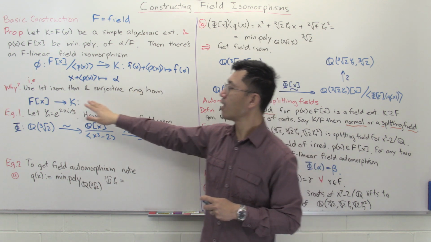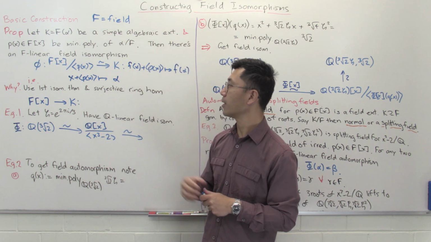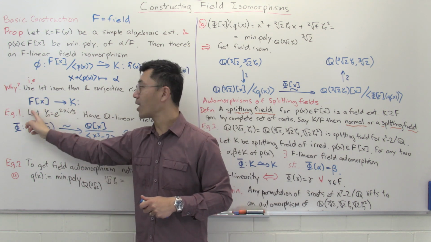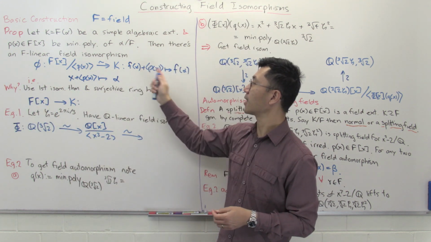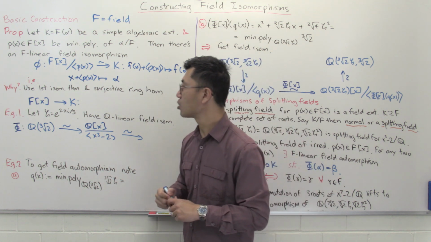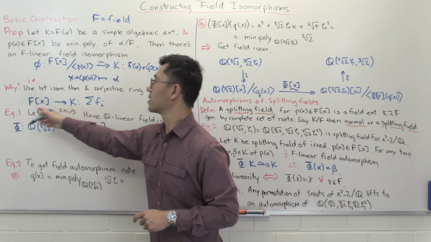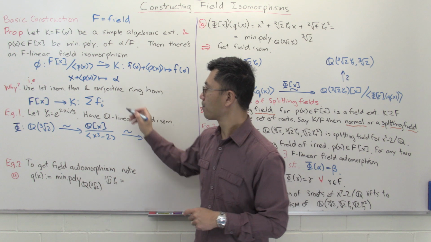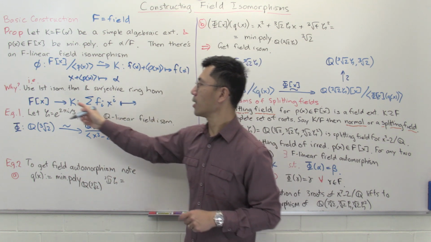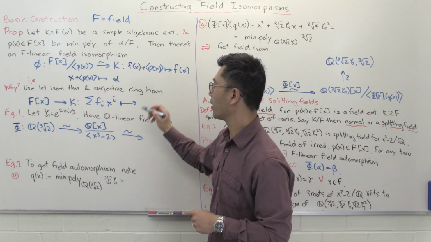It's a nice application of the first isomorphism theorem for rings, and it uses the following surjective ring homomorphism. It goes from the polynomial ring F of X to K, and it's basically this evaluation homomorphism. Let's write out more explicitly what that does. If you have a polynomial inside here, say with coefficients f_i inside this field F, what does it get mapped to? Basically, every time you see the indeterminate X, you substitute in alpha.